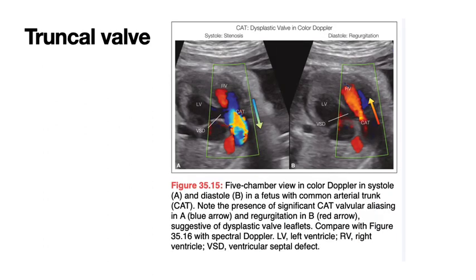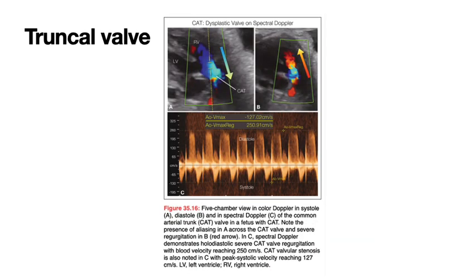Now, the truncal valve, basically, because it is dysplastic, does not function very well. And its main role was supposed to be for keeping blood from sliding back into the heart. Well, this conotruncal valve is not competent, and you do see regurgitation of this valve. Here's some spectral Doppler of the same thing, where you can see that to-and-fro flow, and the reverse flow is very high velocity.